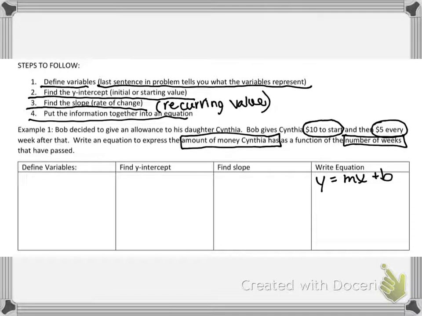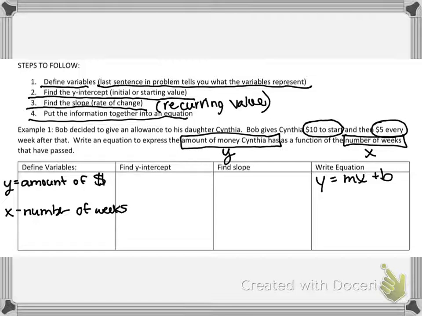Okay, so our two variables that we're going to need are the amount of money that Cynthia has, and the number of weeks. So the amount of money as a function of the number of weeks. The amount of money is going to be our y variable, and that's going to be a function of the number of weeks that have passed. That's going to be our x variable. And as we go through this, I'll try to explain more how I knew that one was y and one was x.